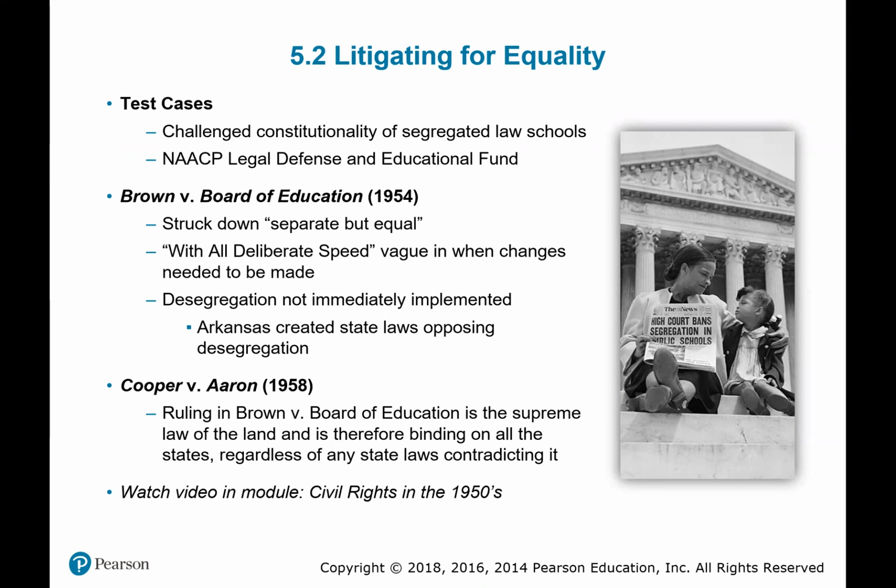Brown v. Board of Education was actually 5 cases, and we know it as Brown because that was alphabetically the first case. It struck down separate but equal. It was showing that separate doesn't mean equal, and this concept needs to be stricken from the record. And you also had Brown v. Board of Education 2, with the language of "with all deliberate speed," but that was a bit vague as to when changes needed to be made. Desegregation was not immediately implemented, so you had further issues that had to be handled.